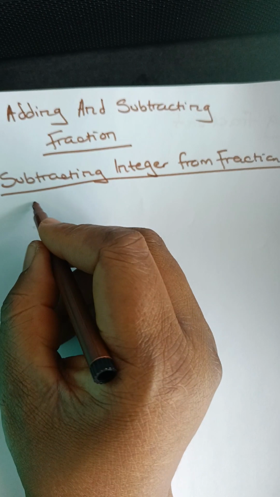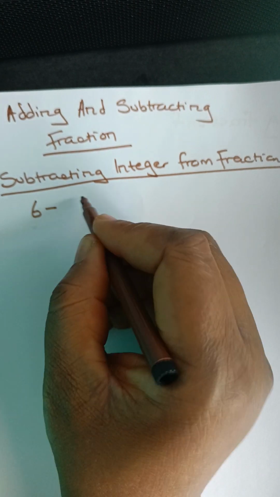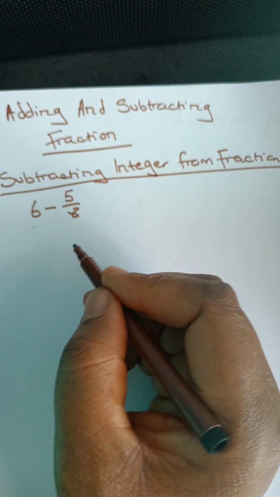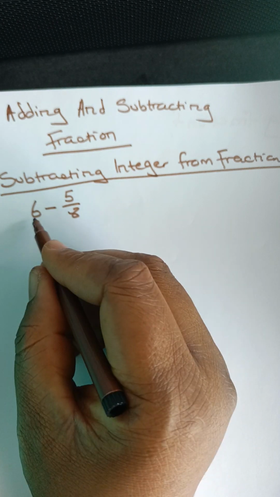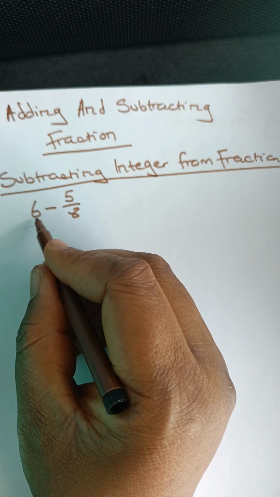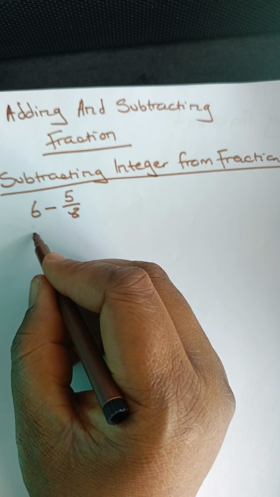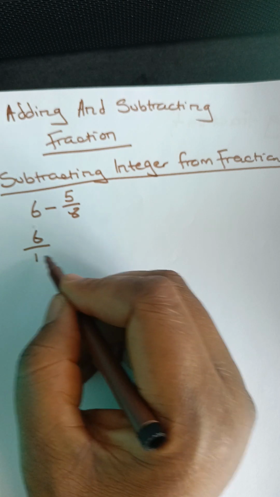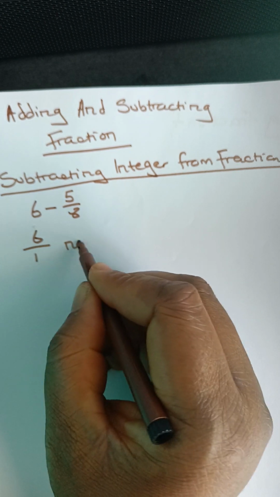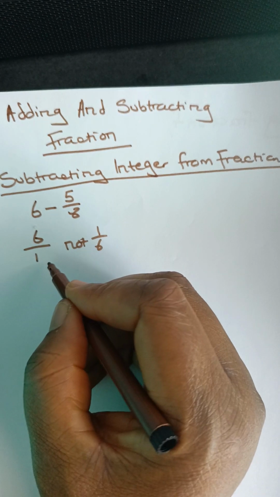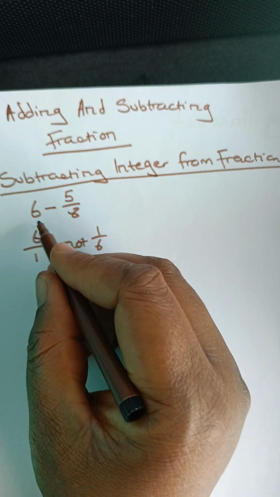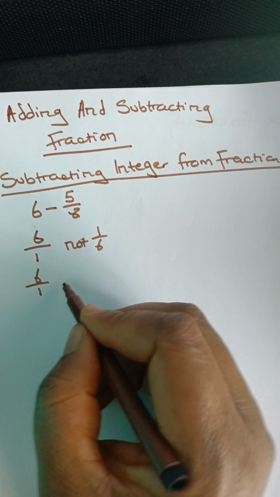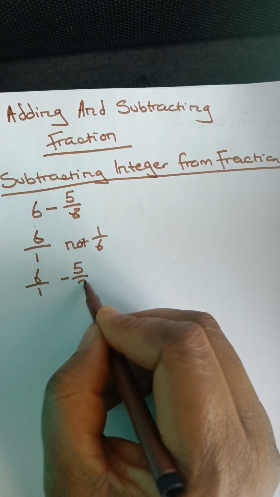When you're given something like this, 6 minus 5 over 8, how do you solve this type of math? Now what we do, we have to turn this into a fraction. It has to be a fraction so we can solve it. So we say 6 over 1, not 1 over 6. 1 over 6 and 6 over 1 is not the same thing. So 6 over 1 is what you should turn it into. So 6 over 1 minus 5 over 8.